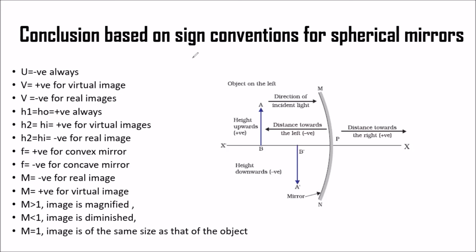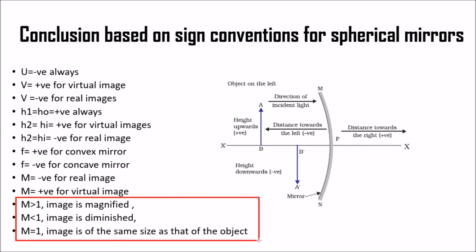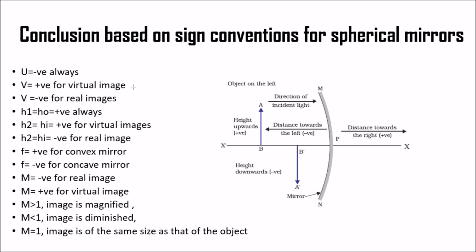Now, when we talk about magnification, there are a few things we need to keep in mind: if magnification is greater than 1, then the image size is greater than that of the object, which means the image is magnified. If magnification is less than 1, the image is diminished, the image size is smaller than that of the object. And if magnification is 1, then the image is of the same size as the object. So please write down all these conclusions, and these will be utilized for your numericals.